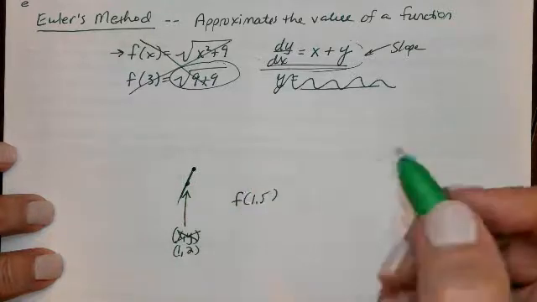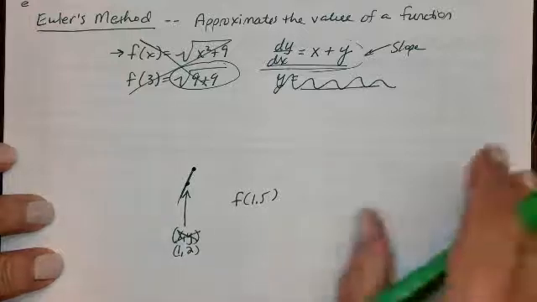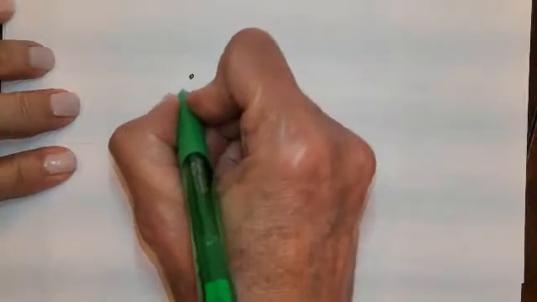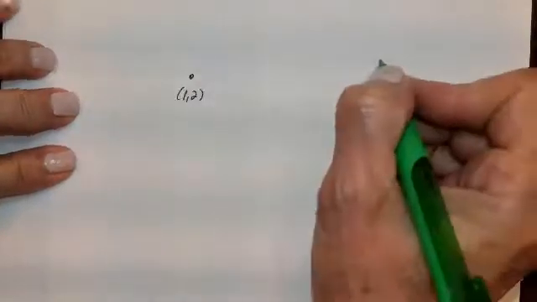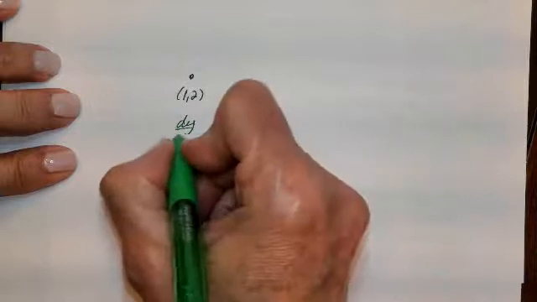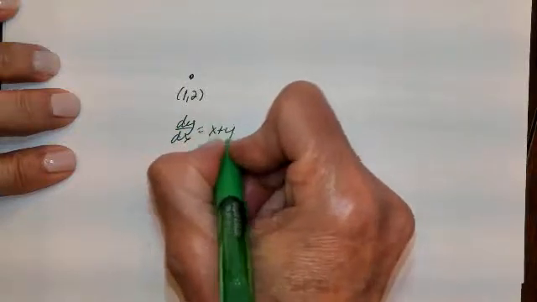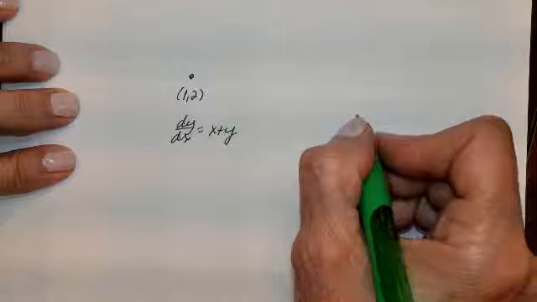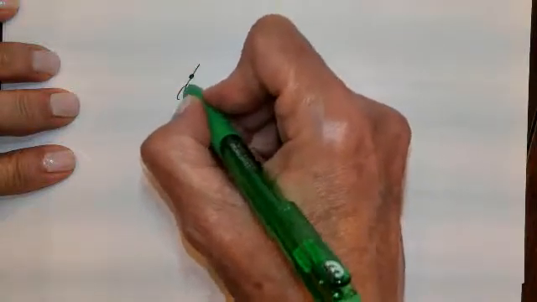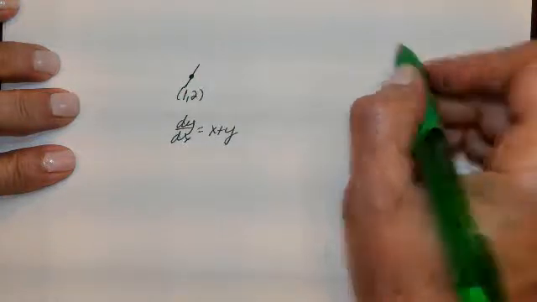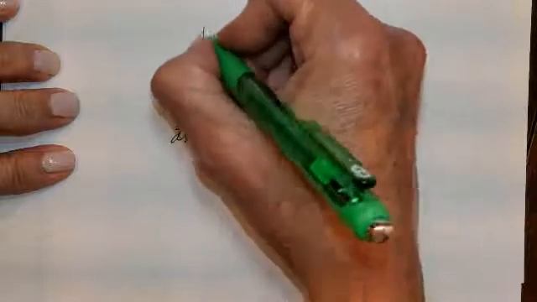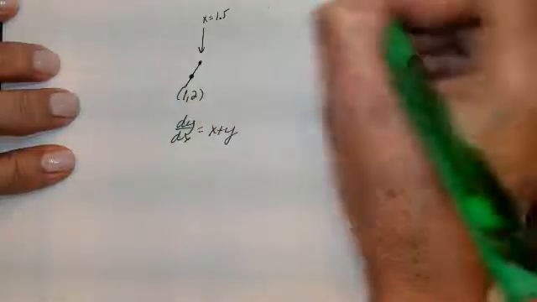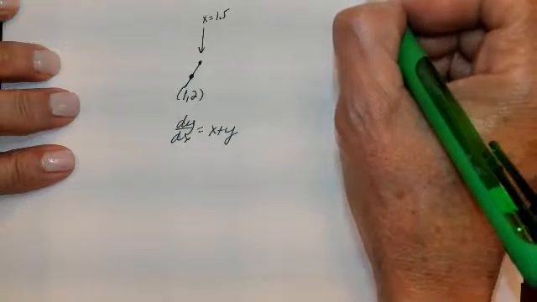Okay, now, what if we take this one step further? What if we have a point that we're given? Let's keep that (1, 2), I like that. Okay, and let's go ahead and keep our dy/dx. So we know that the slope right here is 3. The slope is 3. Okay, so we can use that to approximate, let's say, x equals 1.5. We can use it to approximate that point.